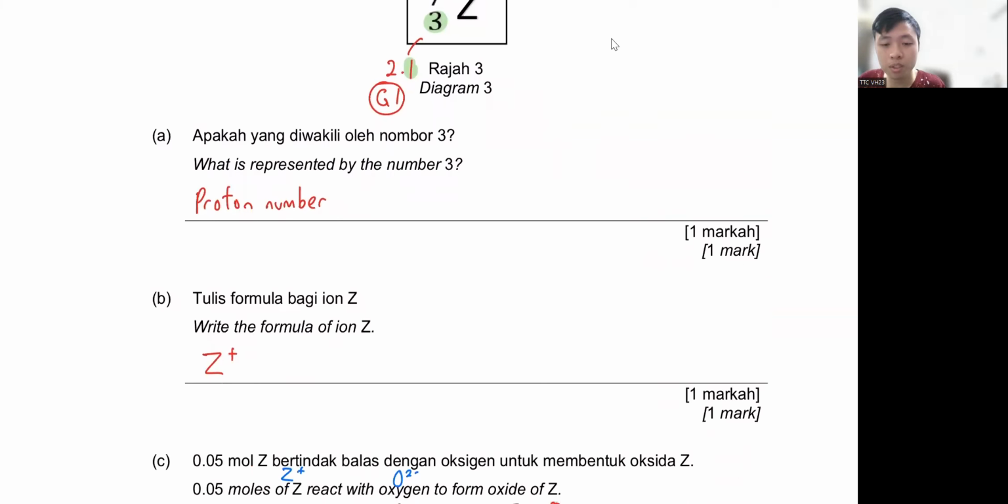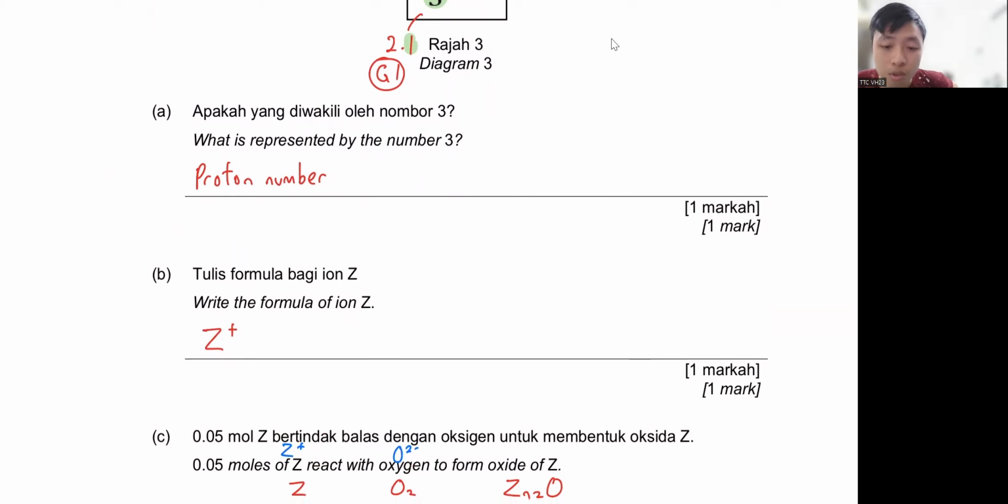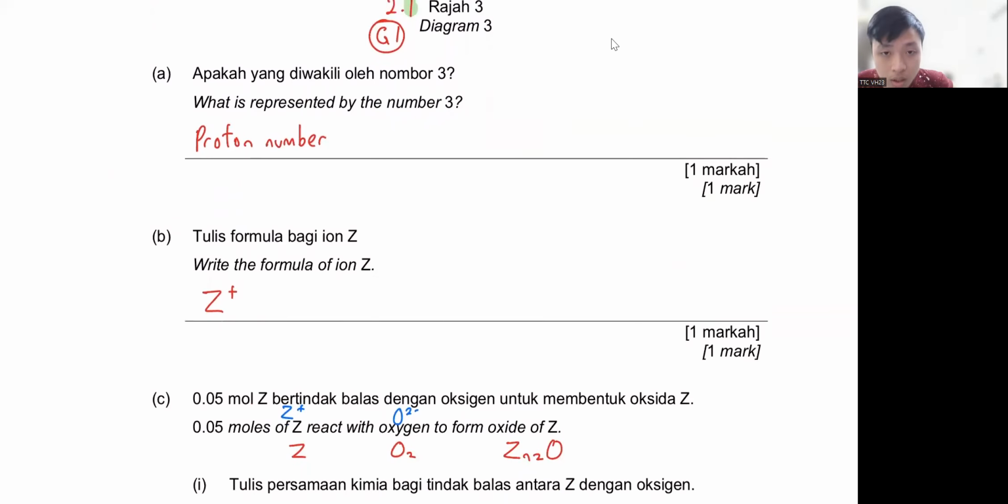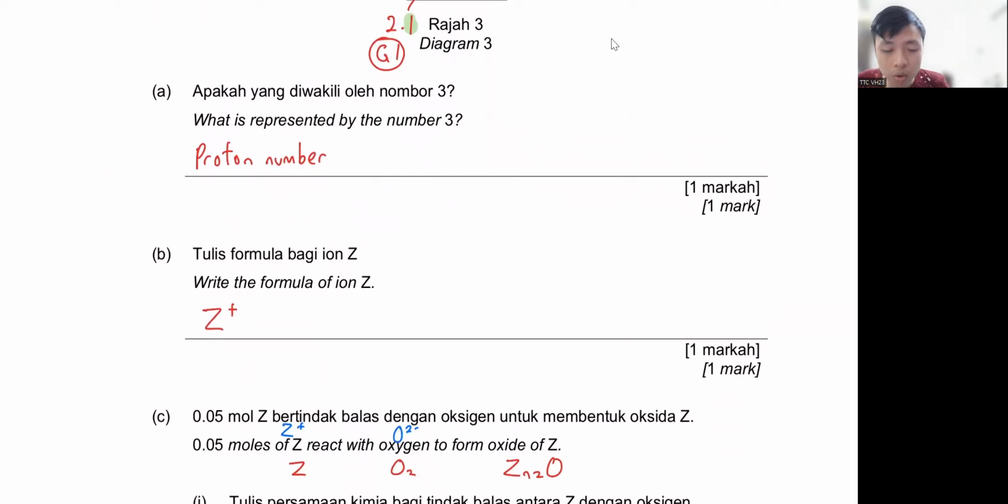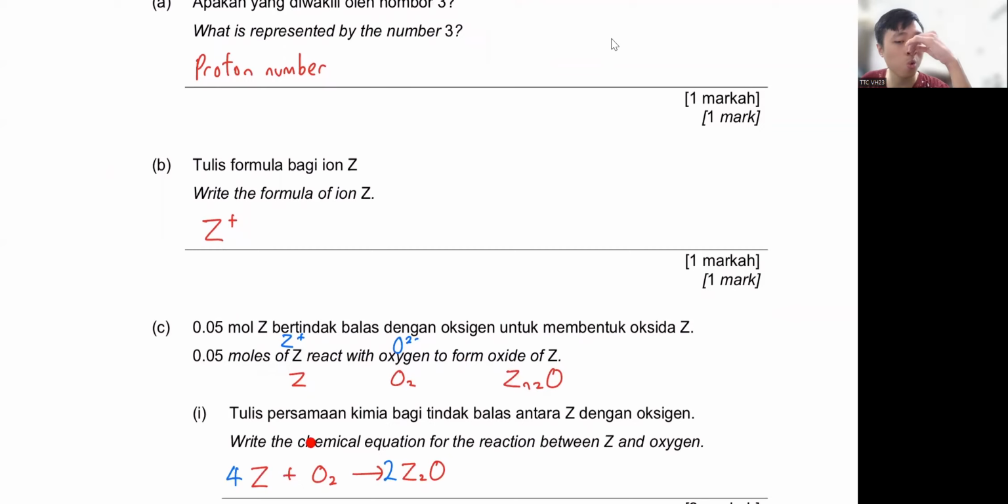Then C, they talk about Z reacting with oxygen. Now, be careful. Z reacts with oxygen, so what happens? Z with oxygen, O2, to form oxide of Z. Sorry, I think I read wrongly already. Actually, correct. So Z is Z plus. O is O2 minus when you form ion oxide. So what happens is Z plus O2 becomes Z2O. Why? Z2O, sorry, not Zn2O.